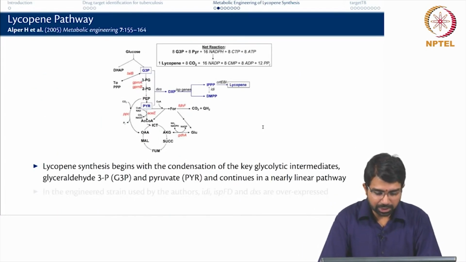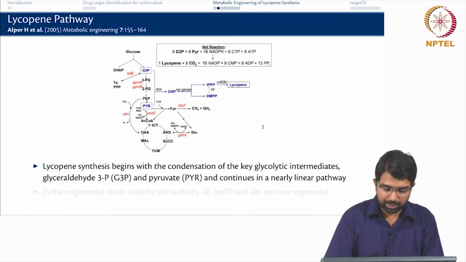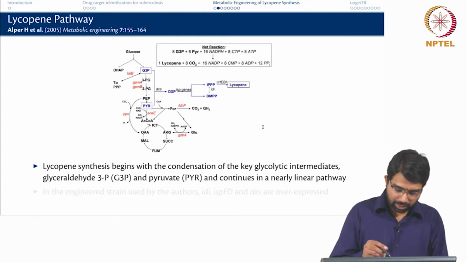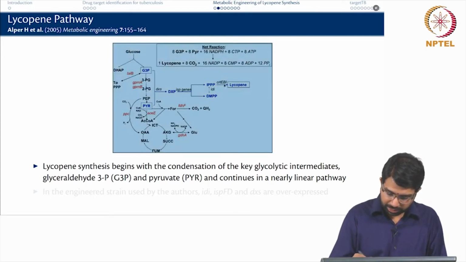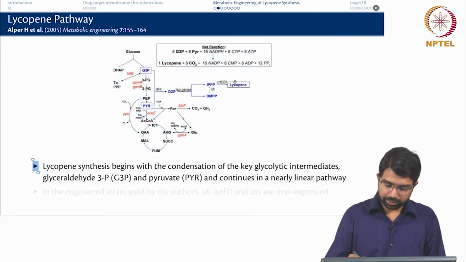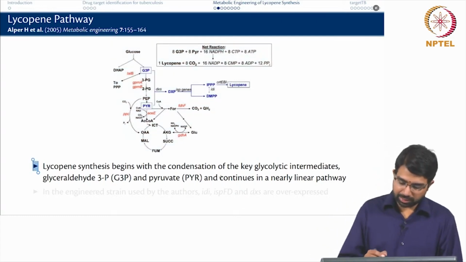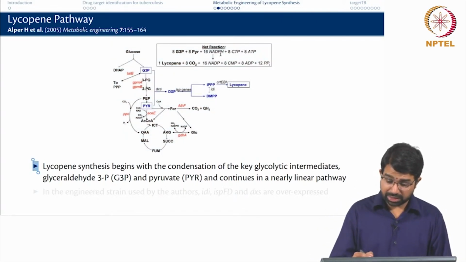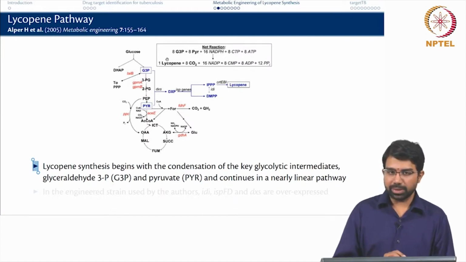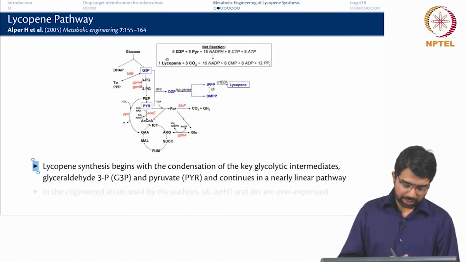This is how the pathway looks. There is glucose that goes to DHAP, G3P and then to DXP, finally to lycopene, and the net reaction is something like 8 G3P plus 8 pyruvate plus 16 NADPH plus 8 ATP producing 1 lycopene. So, this is the reaction.